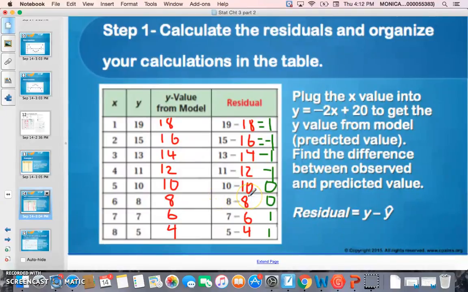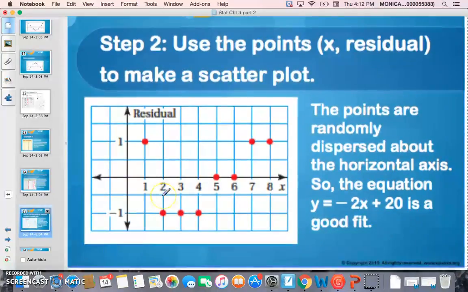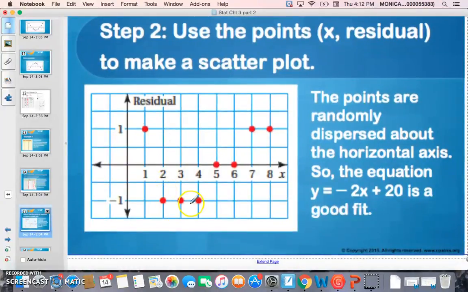Step 2, I'm going to simply make a graph, and I'm going to graph my x independent variable on the x-axis, and then this residual that I have here in green on the y-axis. And remember, I'm looking for a random pattern. If I get a random pattern, I'm good. If I get an observable pattern, then my model is not good. When I plotted my points, I noticed a random pattern. There are some points above the line, there are some points on my horizontal axis, and there are some points below it. So I would say yes, this is definitely a good fit for the data at hand.